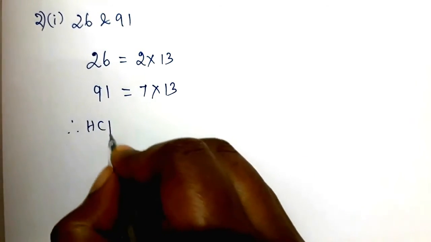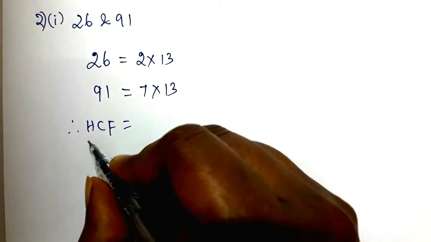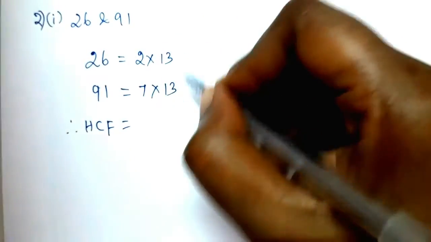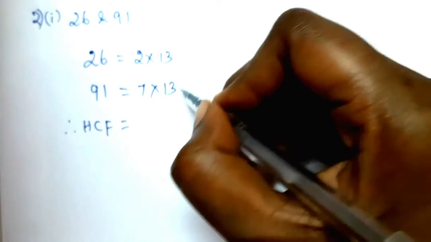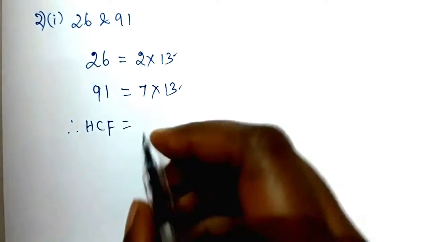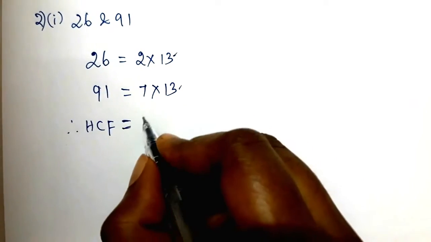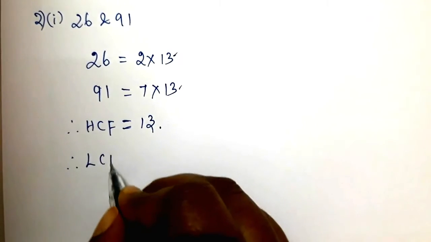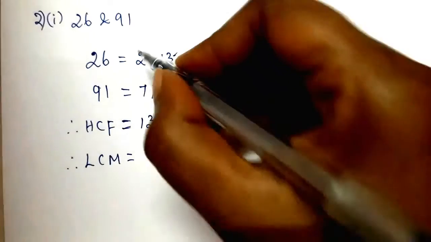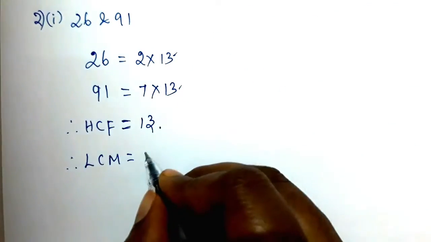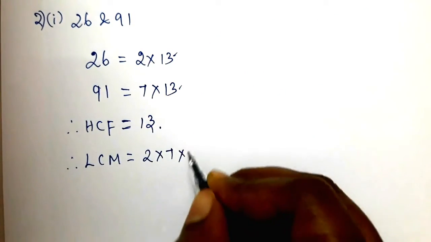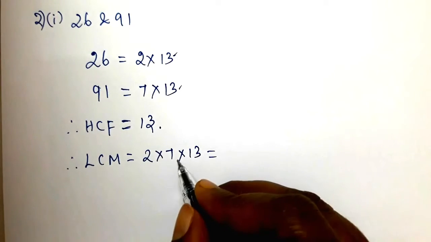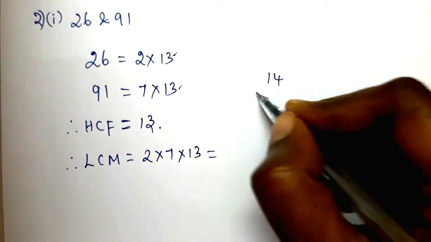Now try to find the HCF. For the HCF we have to write the common factors only. 13 is here itself also. So 13 is our HCF. Next do the LCM. For the LCM we have to write the common factor only once and write the remaining factors also. So 2 into 7 into 13. 2 7s are 14, 14 into 13.